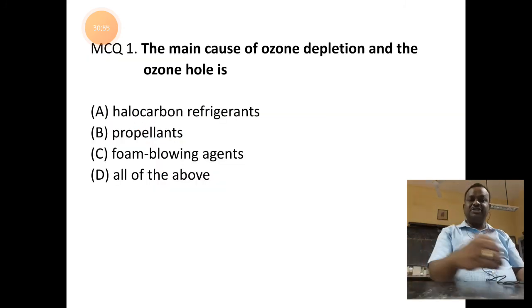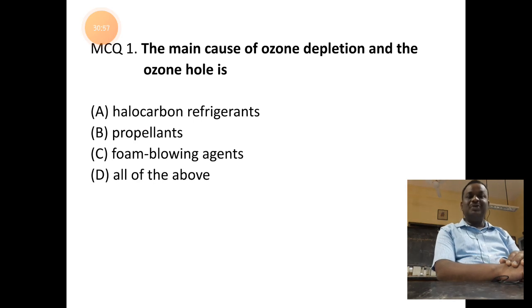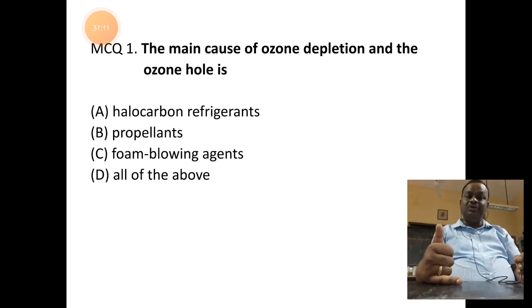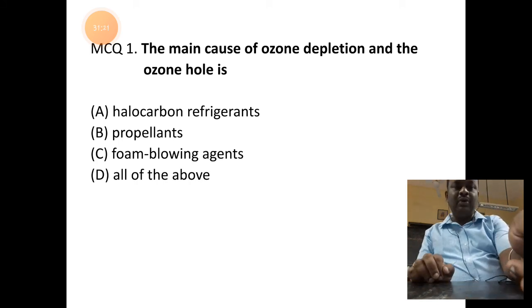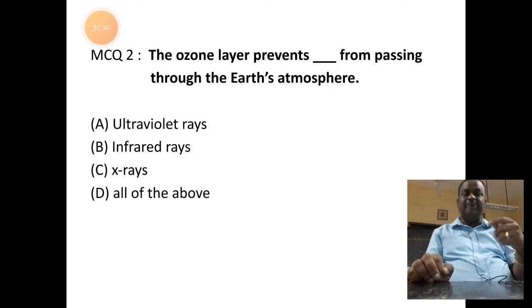Here are a few MCQs which will help us to understand how well we have understood this session today. Question 1. The main cause of ozone layer depletion and ozone hole is, of the four, halocarbons of refrigerants, propellants, that is the sprayers, foam blowing agents. D is all the above. Answer is D, all the above.